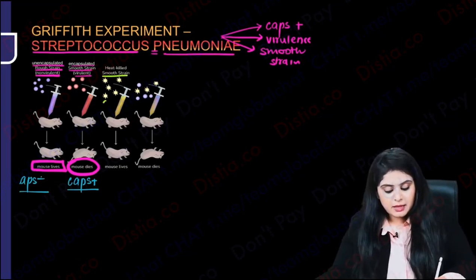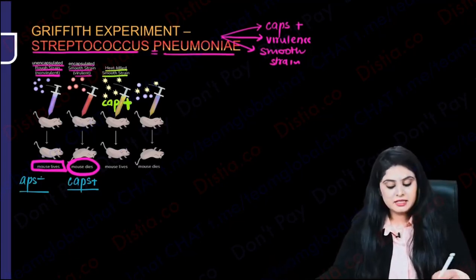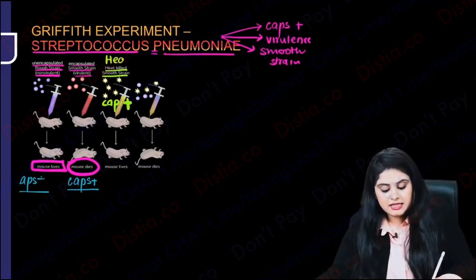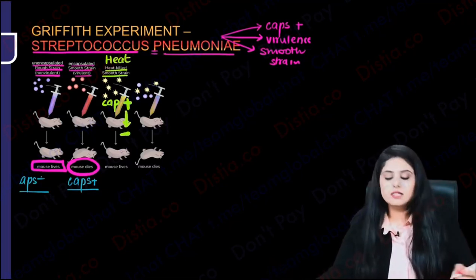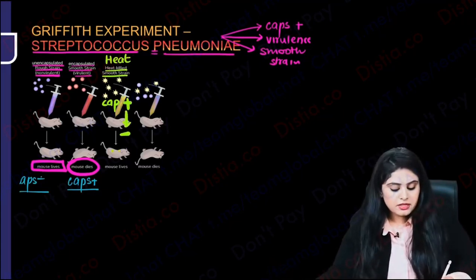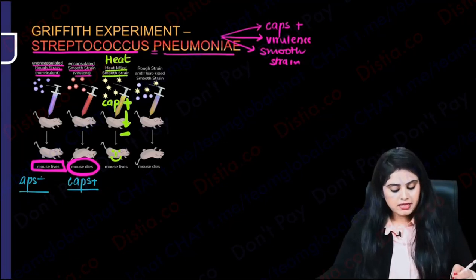I am taking the capsulated strain, but I have heat killed it. So basically the capsule has been inactivated. I have applied heat and the capsule has been inactivated. You'll say, ma'am, once the capsule has been inactivated, this means the mouse is going to live. The mouse shall live because the capsule has been inactivated, fine. But now I'm going to do a mixture. I'm going to now combine two things.